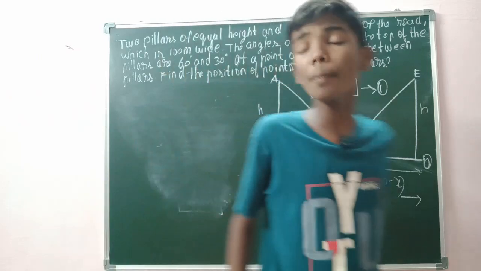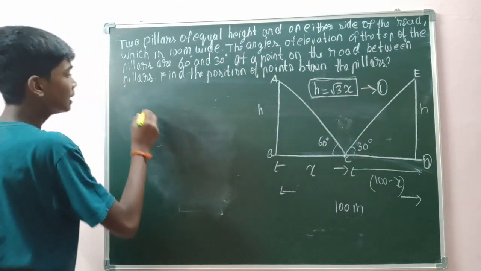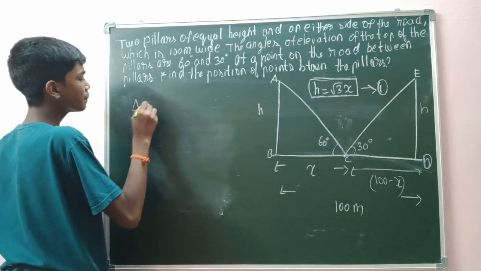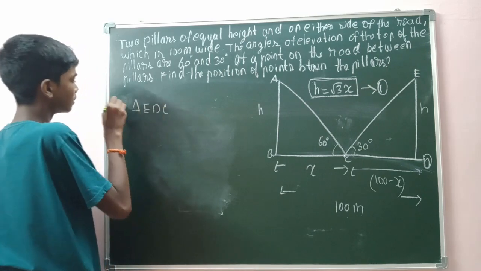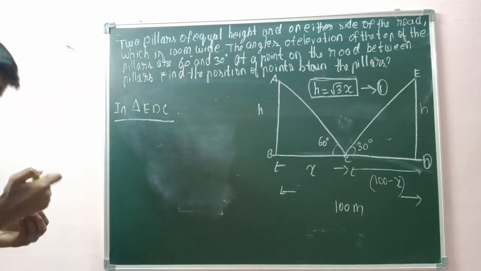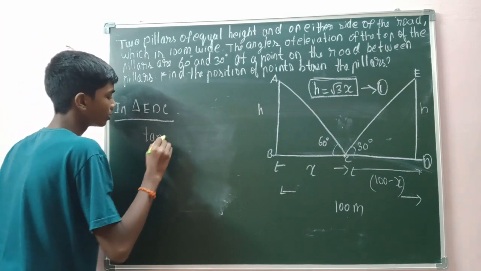Let us go on to your second triangle. What is your second triangle? This is E, this is D, this is C, so let me call it triangle EDC. Just listen to me very carefully. In triangle EDC, let me find the value of tan of 30 degrees.